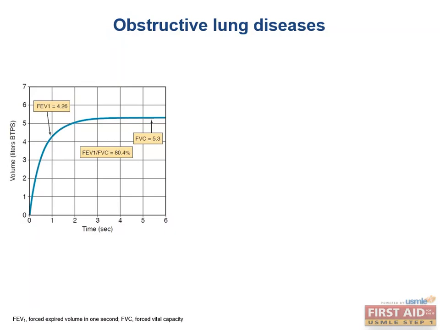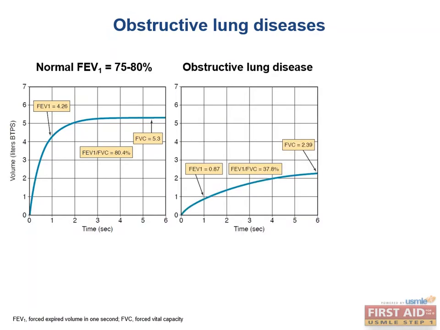FEV1 is measured in a similar way, but is only the volume of air that can be exhaled in the first second. In a normal person, how much air should they be able to force out of their lungs in 1 second? About 75 to 80% of the total lung volume. By definition, obstructive lung disease involves obstruction of airflow with air trapping in the lungs. During exhalation, the airways close prematurely at higher lung volumes than normal, thus resulting in increased residual volumes and decreased forced vital capacity, since less air is able to leave the lungs.